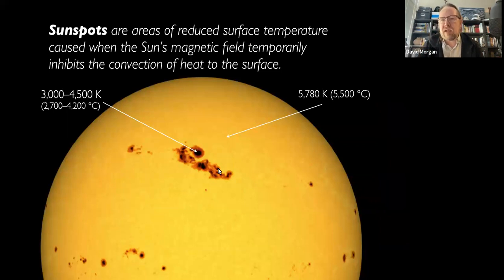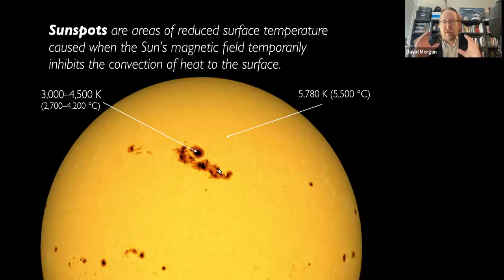Sunspots are areas of the sun's surface that have a lower temperature than the rest of the surface. The surface temperature of the sun is a little less than 6,000 degrees Kelvin, about 5,500 degrees Celsius. The temperature of a sunspot is only about 3,000 degrees Kelvin. So way cooler, right? About 2,000 degrees Celsius cooler.